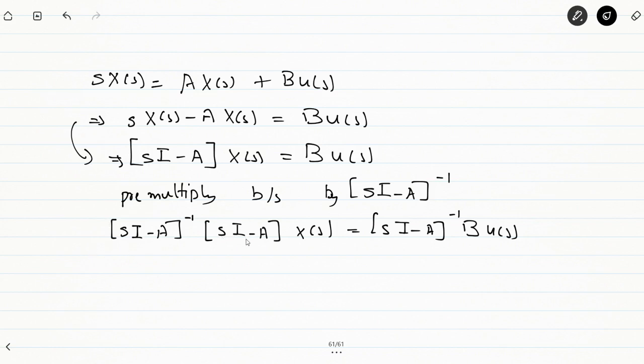So (sI minus A) inverse into (sI minus A) is the identity matrix. The identity matrix into any matrix is that matrix itself. So this will be X(s) is equal to (sI minus A) inverse B U(s). This is your equation number 3. Now applying the Laplace transform to equation number 2.